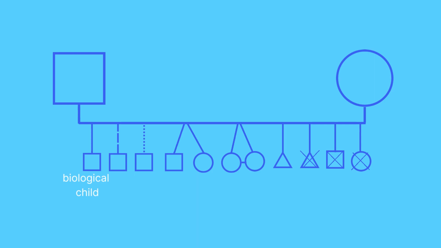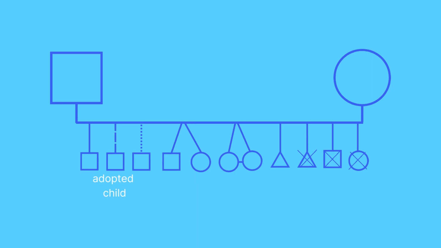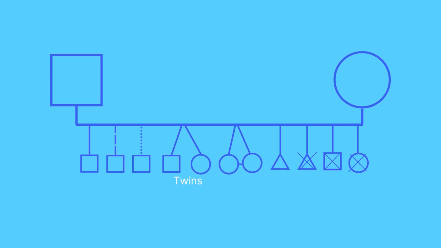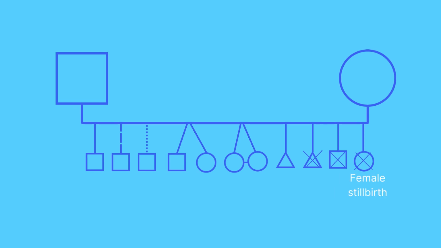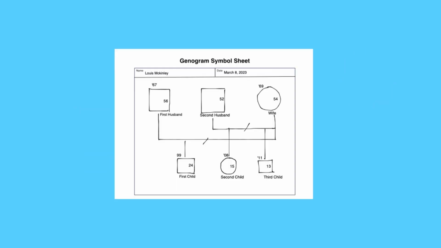Through these diagrams, we can see how the relationship of a biological child is shown, adopted child, foster child, twins, identical twins, pregnancy, miscarriage, male stillbirth, and female stillbirth. Here we have a sample of a genogram symbol sheet and how the symbols are used in a genogram.